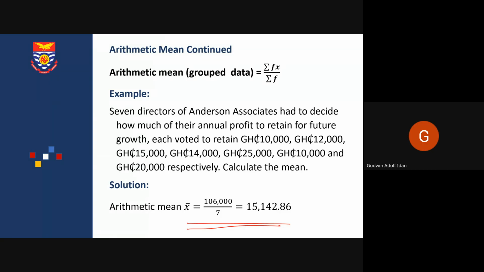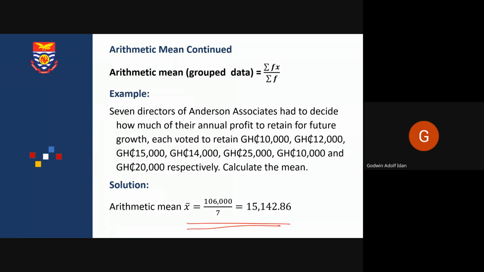And when you add the 10,000, 12,000, 15,000 to the 20,000 and divide it by the 7, then you are able to get the average amount they want to retain. So this is similar to the ungrouped arithmetic mean that we discussed.